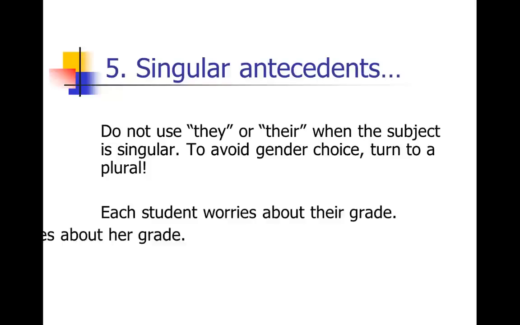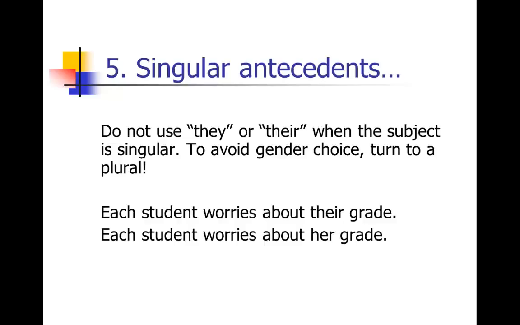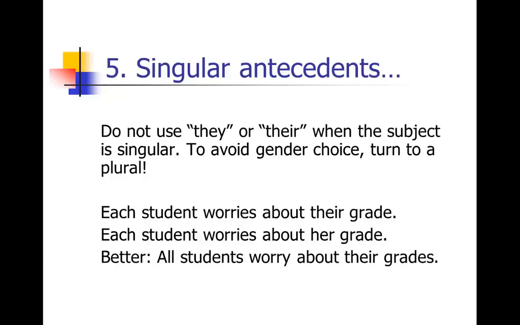To correct that, though, you'd have to say either each student worries about her grade or each student worries about his grade. And then you have to make this gender choice. You're worried about offending somebody. So it's a little awkward to go back and forth from his and her. It's a little awkward to write his/her. So my recommendation in general, when you find yourself in this situation where you're tempted to use the plural so that you can avoid gender, is just to turn the whole sentence into the plural. So, for example, rewrite this as all students worry about their grades. And that way you don't have to make that singular choice.